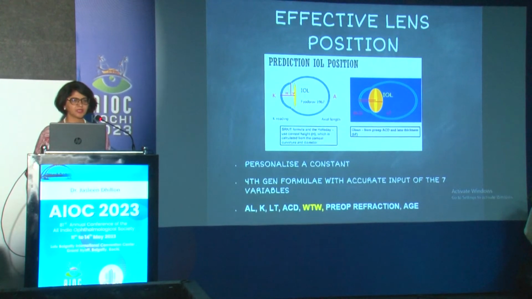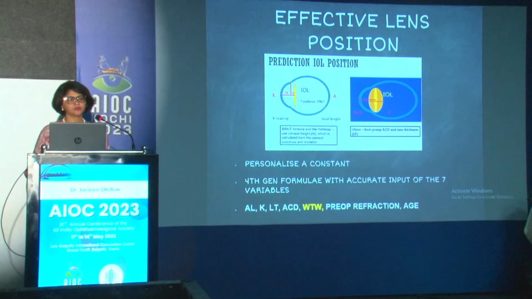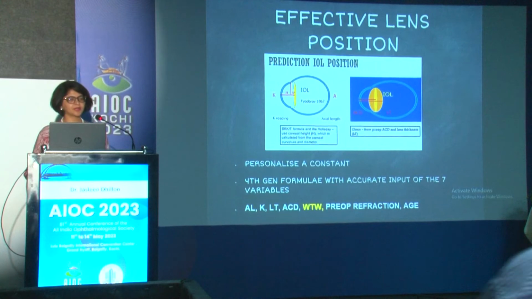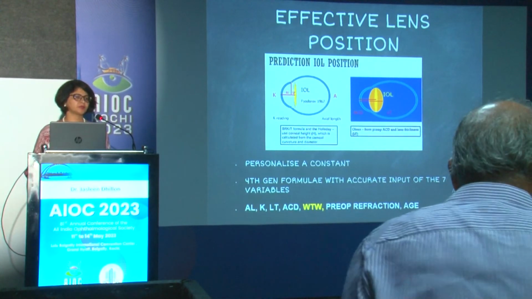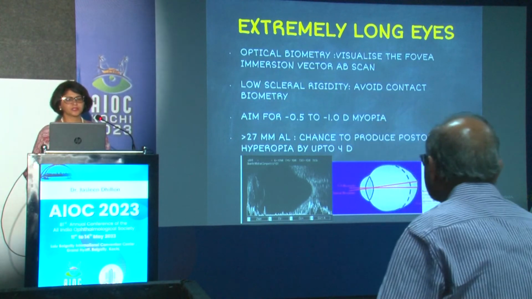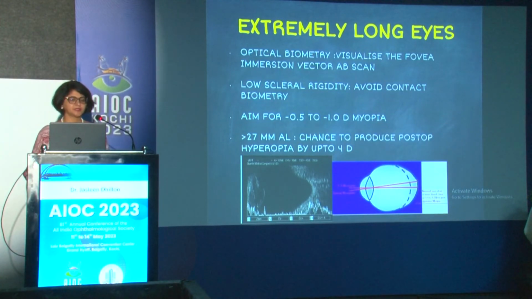Another thing that is very important when you are dealing with these eyes is that you must personalize your A constant. So, use the newer generation formulae, use better biometers like the IOL Master and the Lenstar, and input all the measurements, particularly if you've done the other eye, then take that also into consideration. And when you're measuring, for example, in myopic eyes, optical biometer is the way to go forward. You should be able to see the fovea.